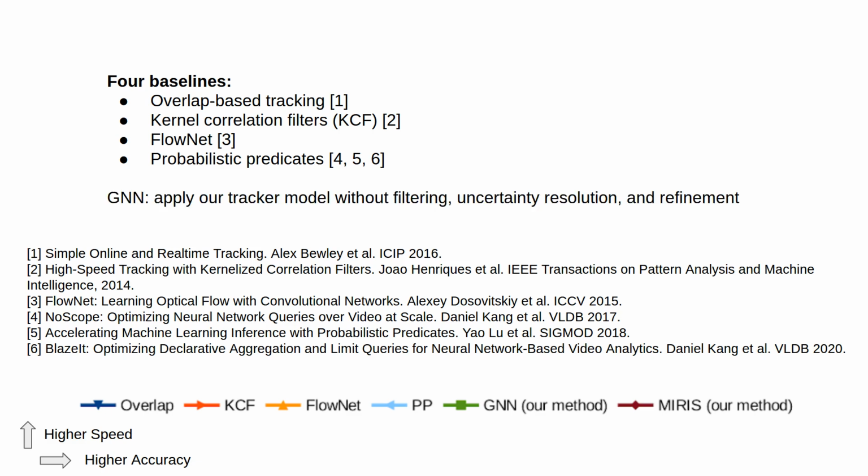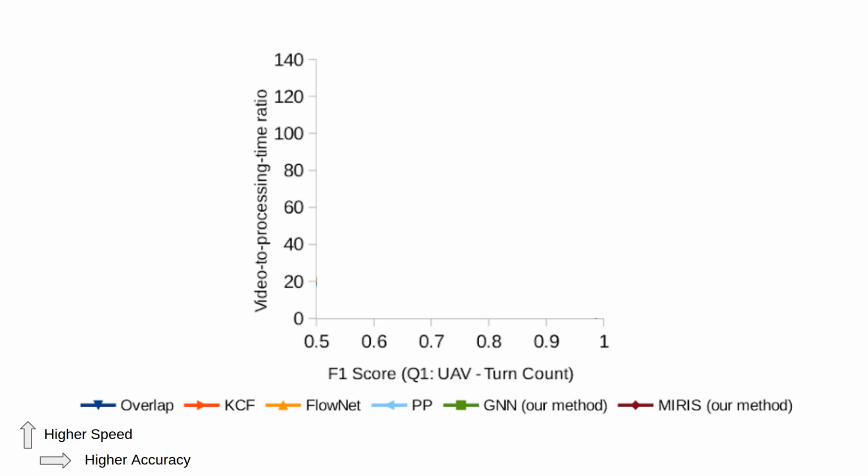We also compare against GNN, where we apply our machine learning model that incorporates a graph neural network to match detections, but do not use the rest of our approach. We evaluate the methods in terms of speed accuracy curves. Accuracy on the x-axis is measured in terms of an F1 score comparing the tracks output by each method to ground truth tracks corresponding to each query that we hand label. Speed up is on the y-axis. So ideally, we want to be further up and to the right.